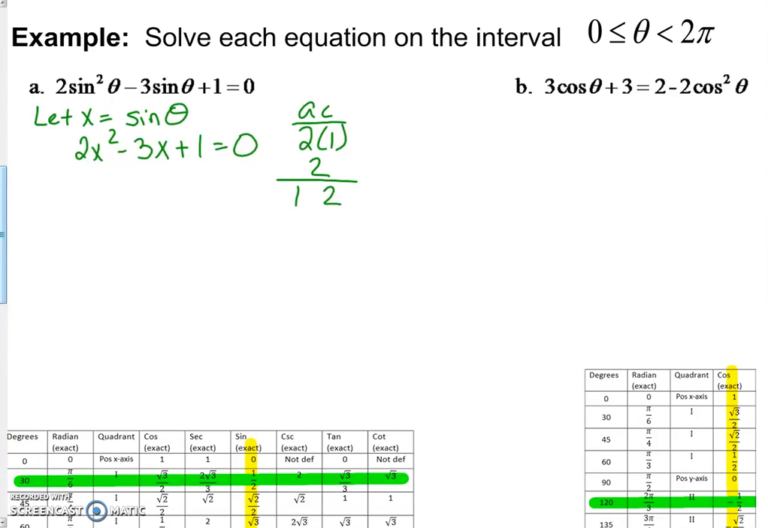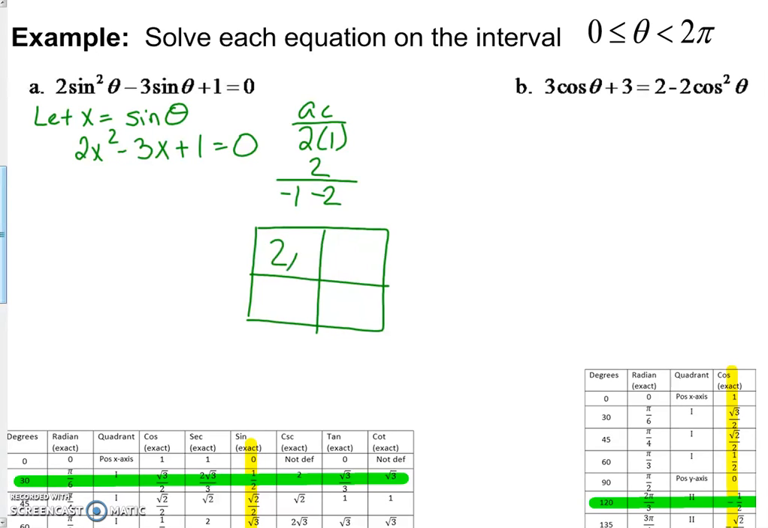So notice that 3 is a negative 3. So when I have my values, they both need to be negative. So negative 1 plus negative 2 equals negative 3. And negative 1 times negative 2 equals a positive 2. You can use the grid if you want to, in order to do our factoring, so do the box method. You can also use factor by grouping. I'll go through both ways.